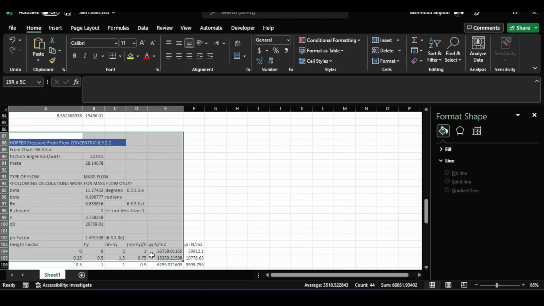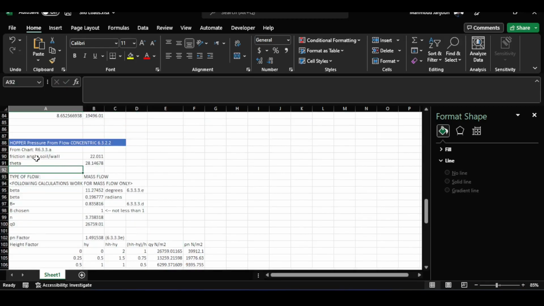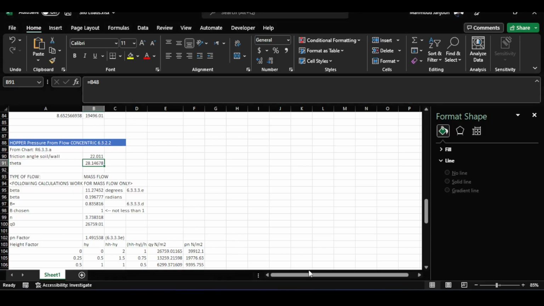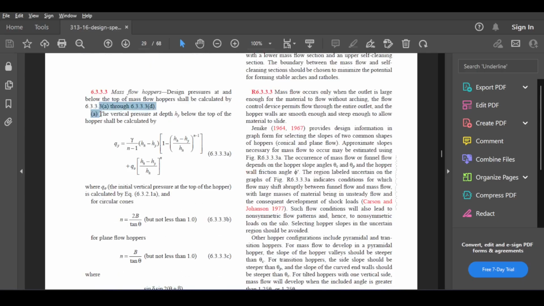When you go to hopper pressure, you need to know what kind of flow you have. You see the friction angle is 22 and the theta is 28. If you go to the chart for 22, 22, something, you are here, you are in the mass flow, luckily for me. So I have a mass flow condition. Now, if I have a mass flow condition, this is the vertical pressure from the mass flow. And it's a somewhat strange equation.